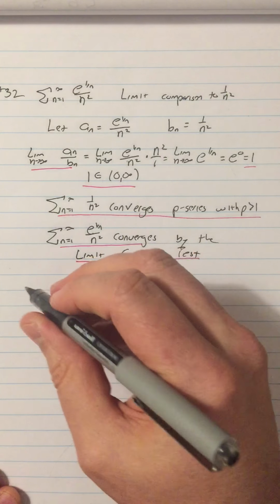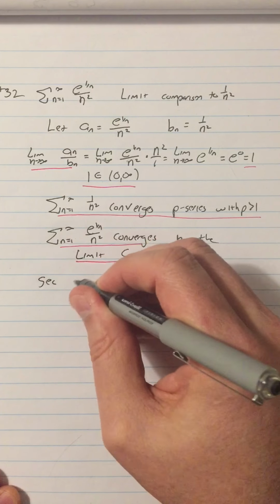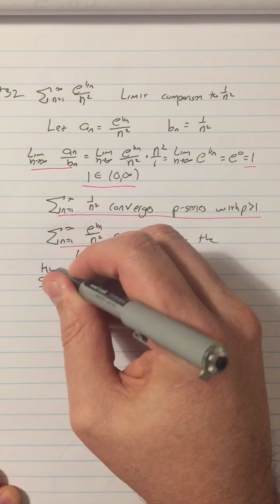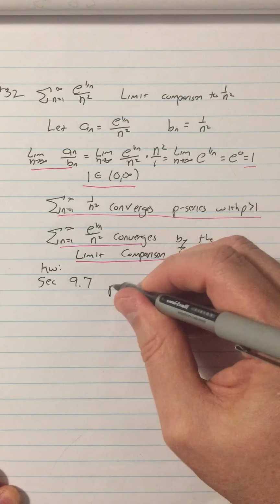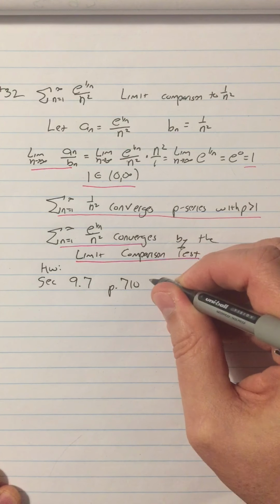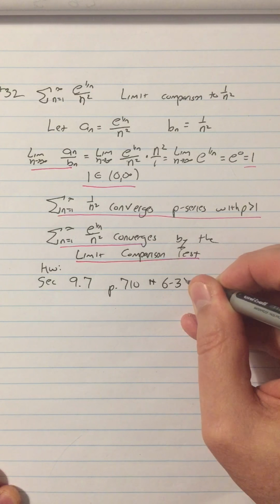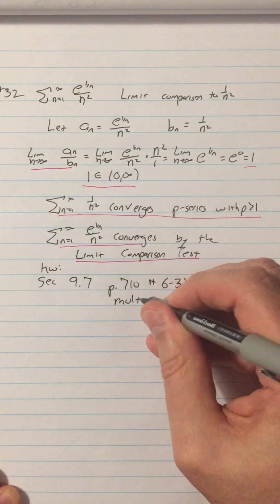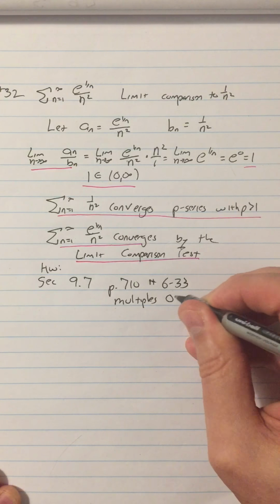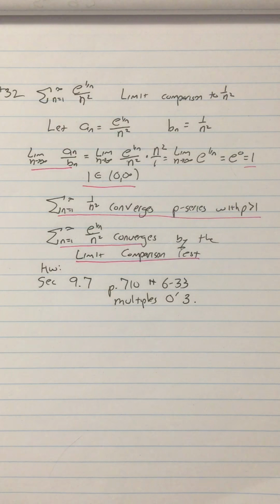So good luck doing the rest of the problems in this section. Remember that what I'm assigning is section 9.7. This is your homework on this. Section 9.7, which is page 710. We're doing number 6 through 33, the multiples of 3. Multiples of 3. All right, enjoy.